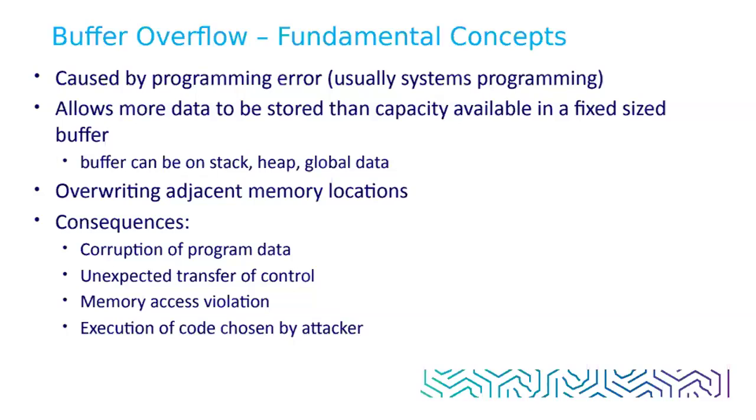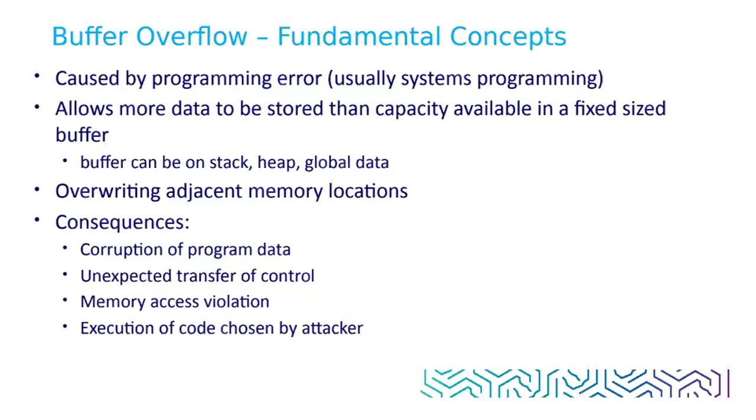A buffer overflow happens because of a programming error that allows more data to be written into a fixed-size buffer than it can store. The buffer may exist in the stack, heap, or global data sections of memory. When the buffer overflows, it overwrites adjacent memory, leading to program data corruption, unexpected changes in program execution, memory access violations, or even the execution of attacker-controlled code. So careful input validation, secure coding practices, and proper memory management are essential to prevent these vulnerabilities.